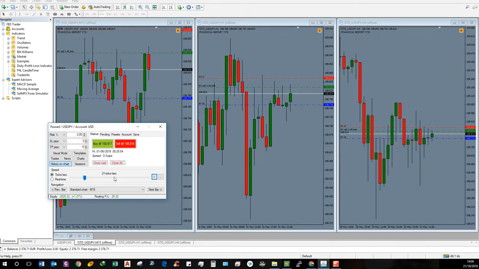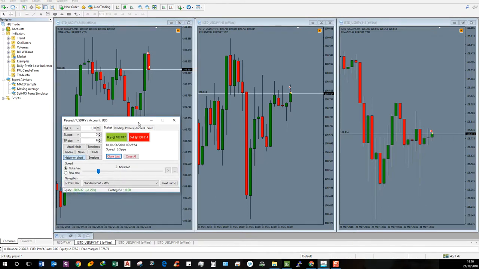So I can close my trade right now, and I will come to this tool right there and click close last. Good. You can see the trade has been opened here and closed here. I made about 2 pips, which is just fine. All right, let's run the simulator and see if there is another opportunity.